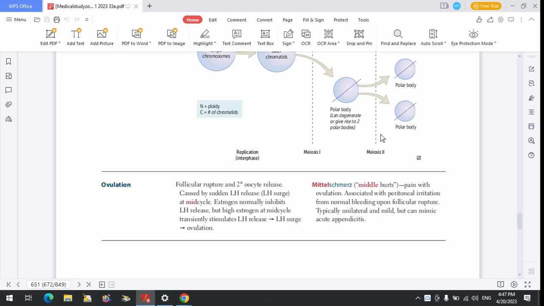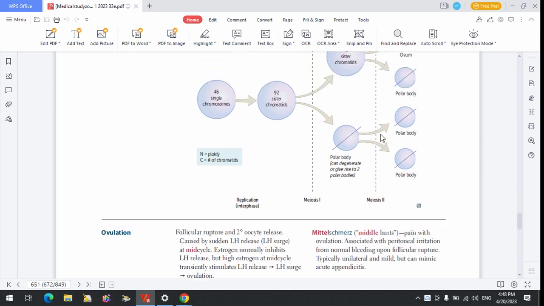Dr. Babadi, I've lost you. I'm not even sure where you are now. Are you talking about ovulation? This is still pre-fertilization. Yes, this is pre-fertilization. Definitely. Okay.